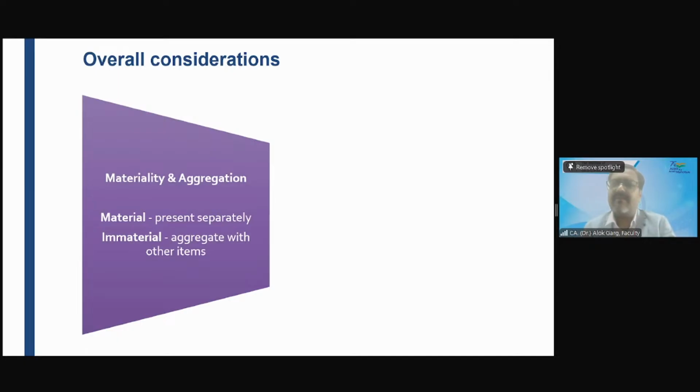So friends, what happened? All these like items have to be aggregated. It's not that you have to show printing separately, stationery separately. All the like items need to be aggregated and then presented, right? All the like items have to be presented as one item. And all the immaterial items have to be aggregated with other items.